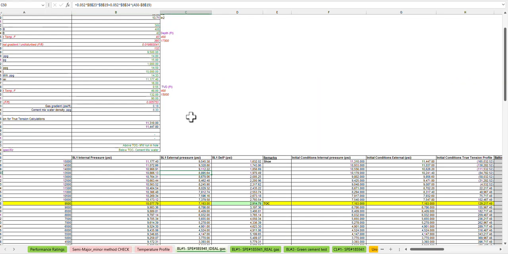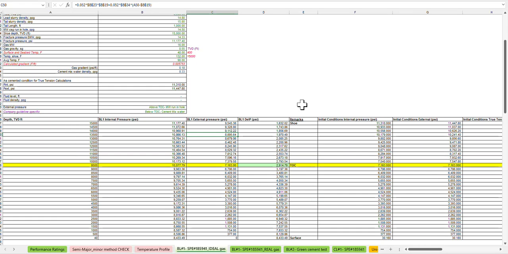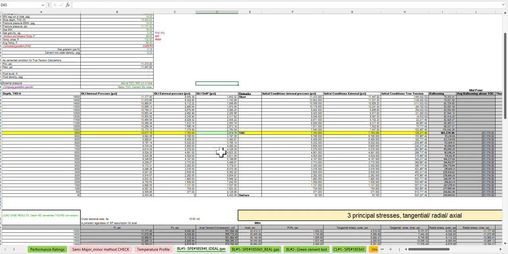The external pressure is dependent on the company guidelines. However, on this load case, it was specified as above the top of cement, mud, and below the top of cement, mix water. So we simply calculate the hydrostatic. There's nothing difficult about that one. And then you have the delta pressures, the internal minus the external pressures.